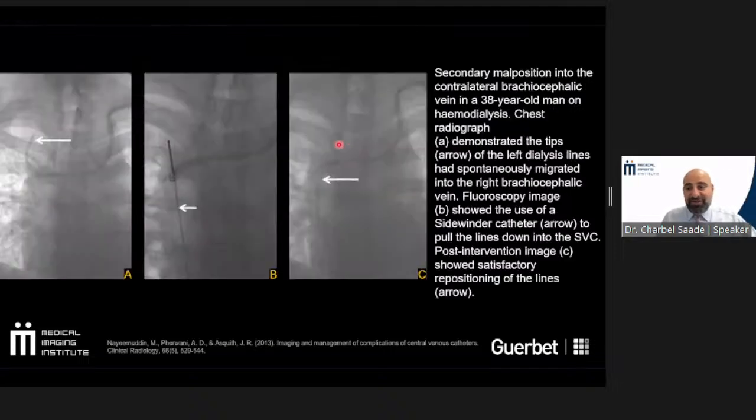And then also when you're looking at secondary malposition into the contralateral vessel. So normally when we put our central lines in, we put one in, that's the way it should be. Sometimes you can go back and go in the opposite direction, or they could have what they call a bilateral SVC. So you could have a right-sided and a left-sided one. So be very careful of this. And this is what points you in this direction here as well.